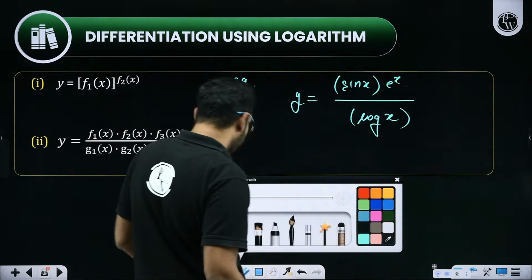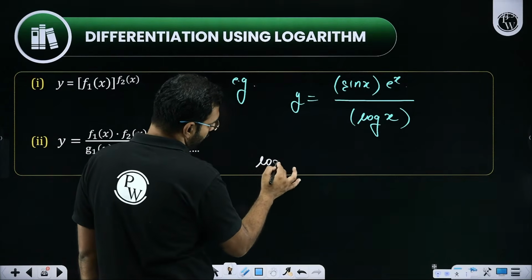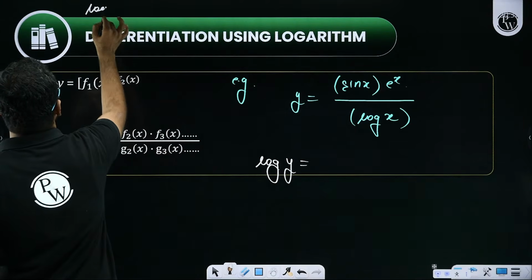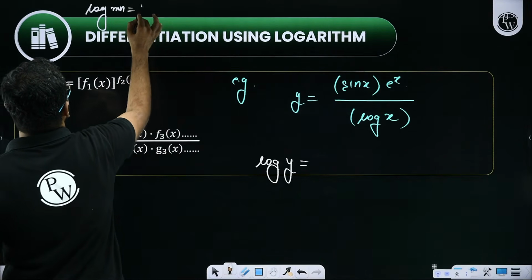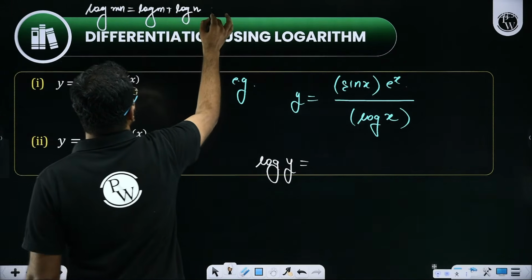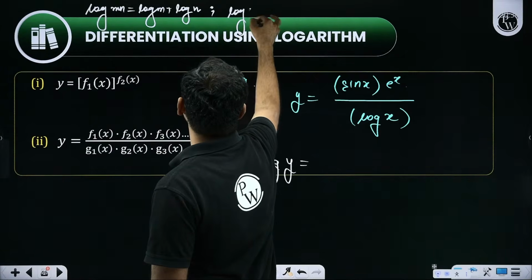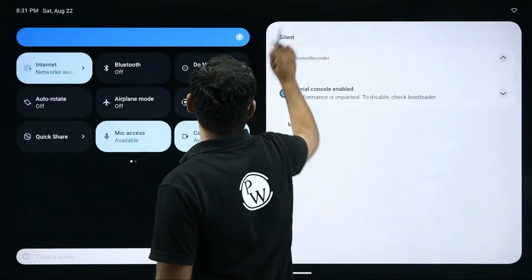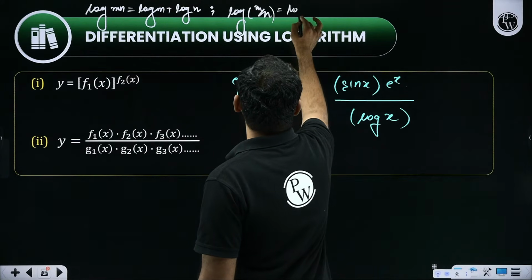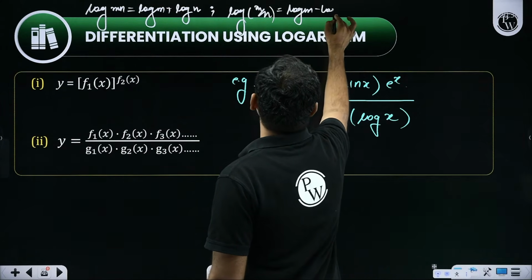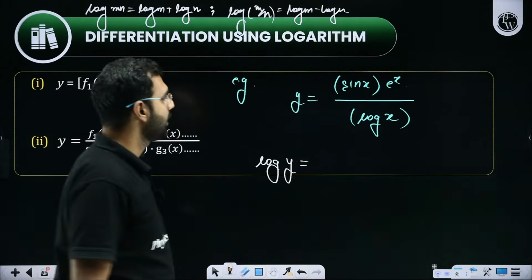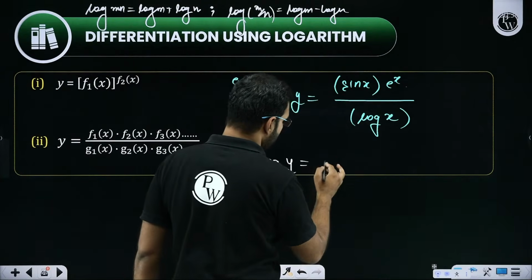But what if I take log on both sides? So ln of y will be log of this. Now can you help me with this identity? Log of mn is log m plus log n, where m and n both are positive. And you know this property as well: log of m by n is log m minus log n, where m and n both are positive.